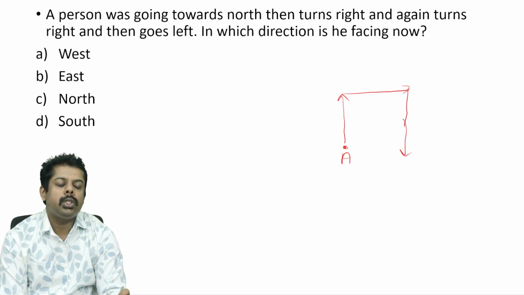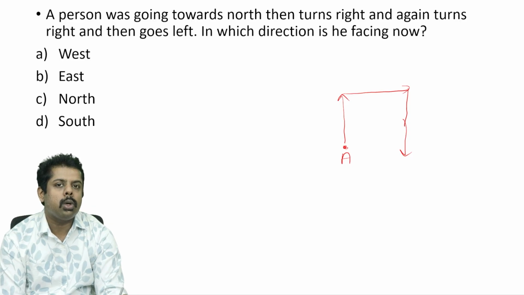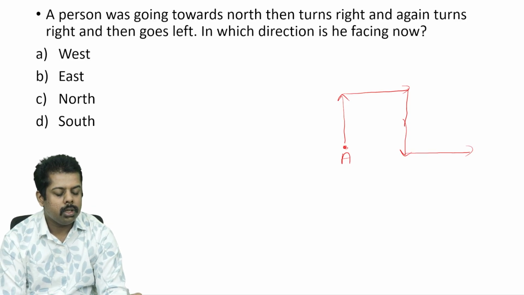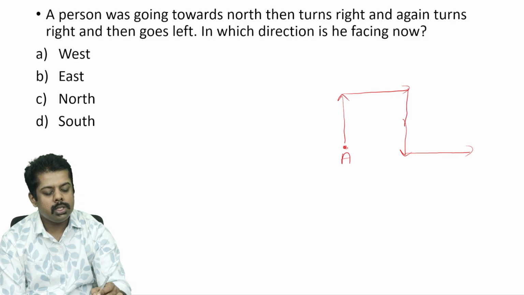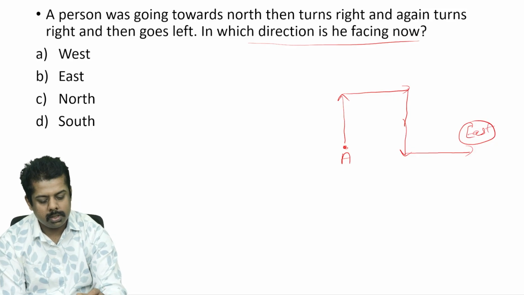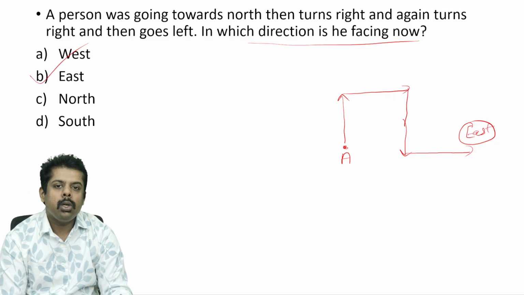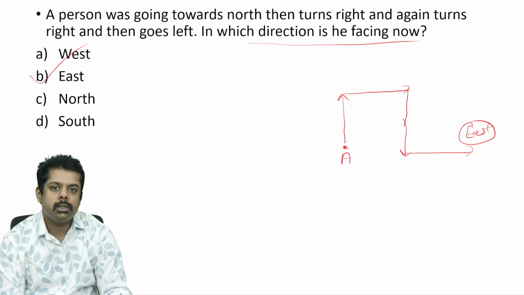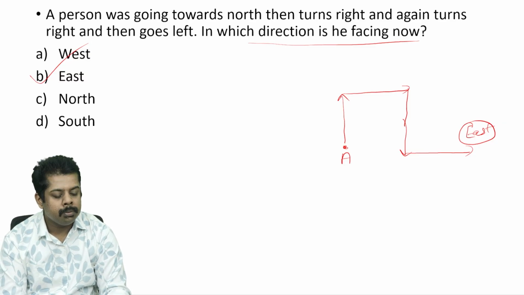Finally he moves left. Now he is facing south, so left is towards east. They have asked which direction he is facing. As we can see, he is facing east. So the answer here is option B. East will be the final answer. There you got it.